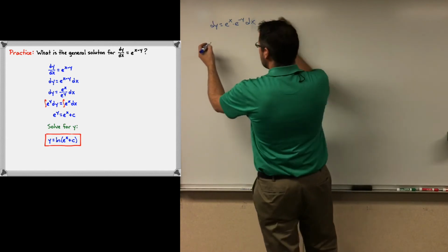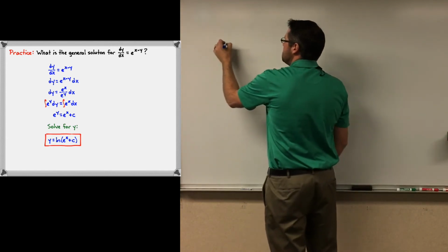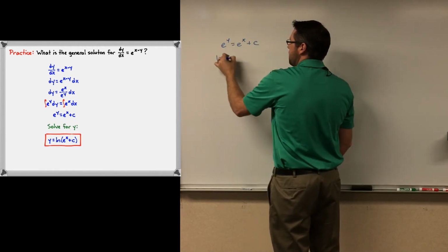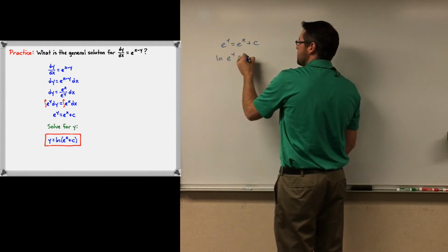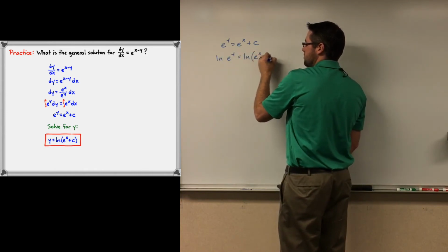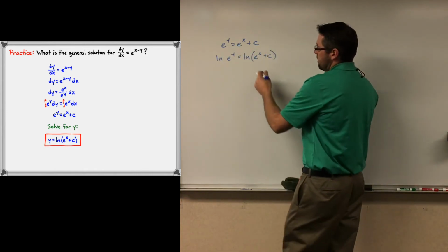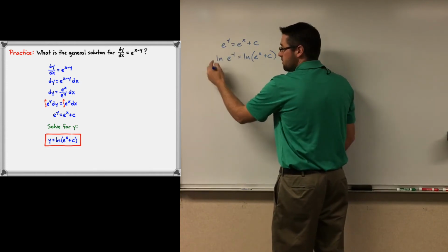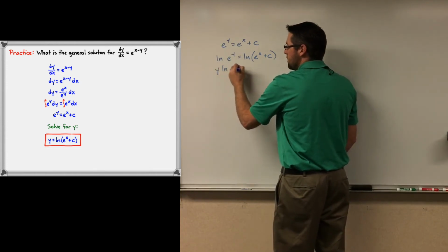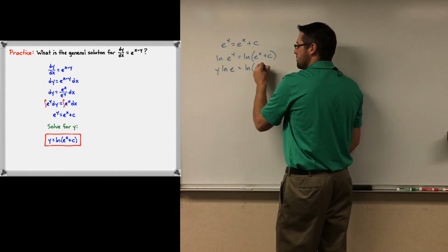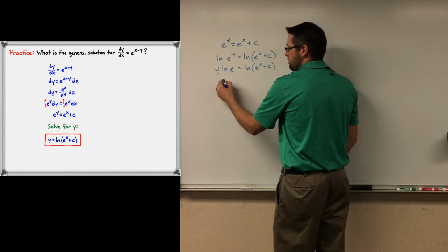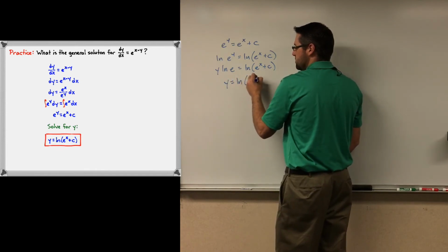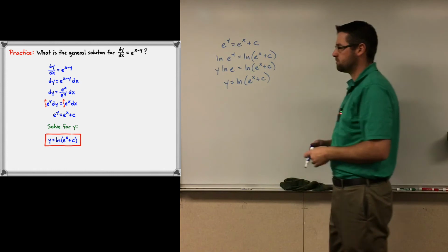Okay. So e to the y equals e to the x plus c. If I take the natural log of both sides, what does this become? I bring the y out front, right? So y natural log of e equals all of this. So what's natural log of e? So y equals the natural log of e to the x plus c.